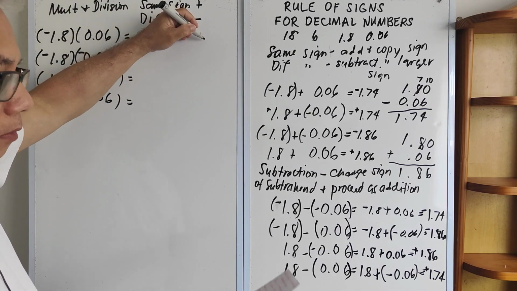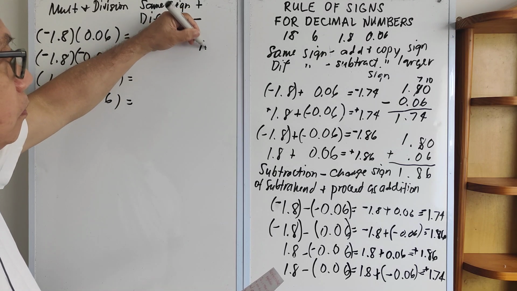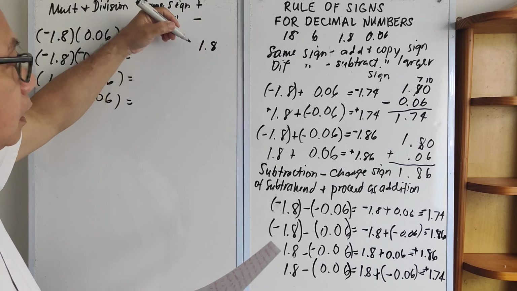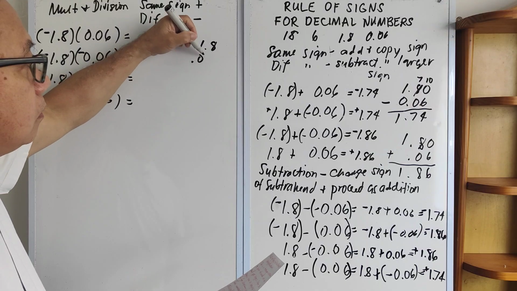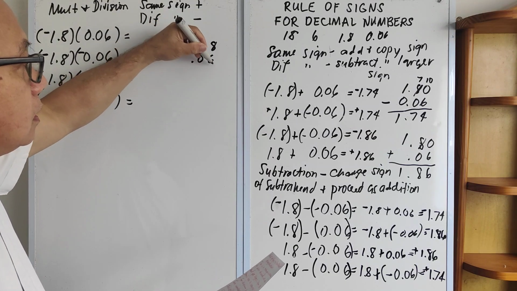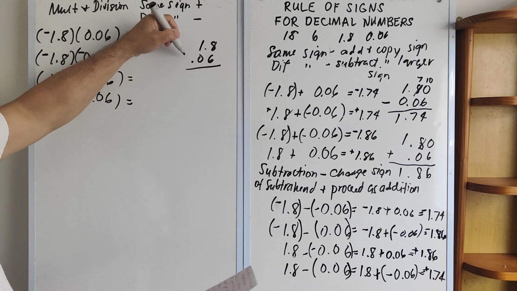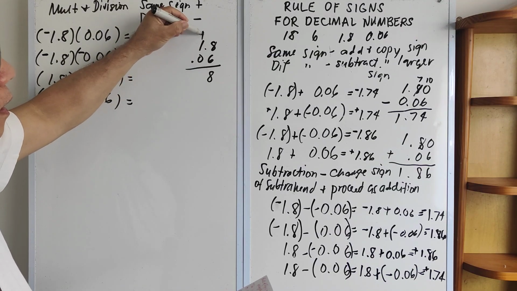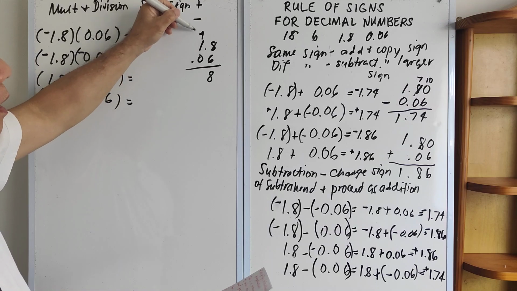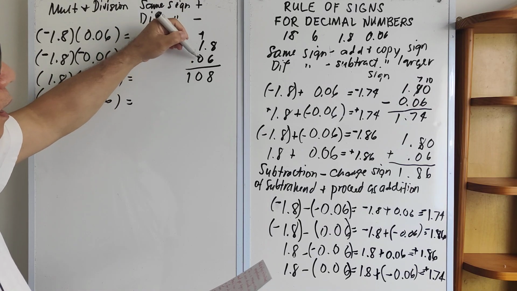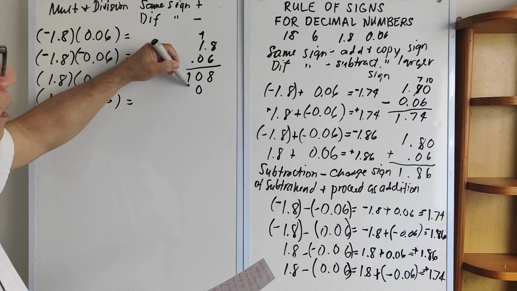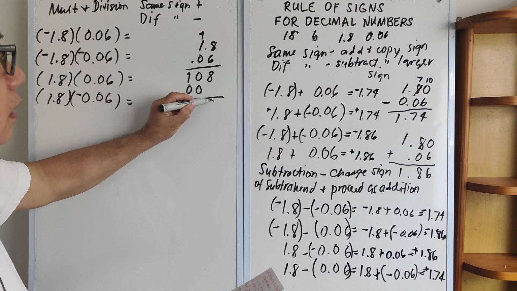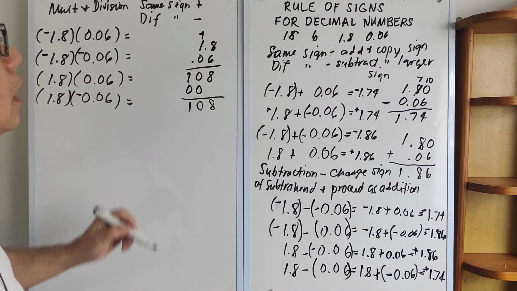so here's the multiplication process. 1.8 times 0.06. So to multiply, 6 times 8 is 48. 6 times 1 is 6, 7, 8, 9, 10. So this is 108. 0 times 8 is 0. 0 times 1 is 0. So if we add, it will be 1080.